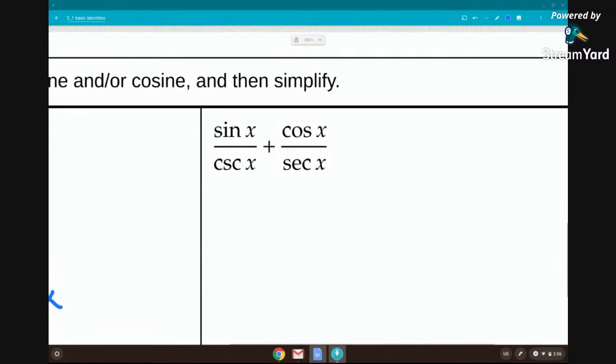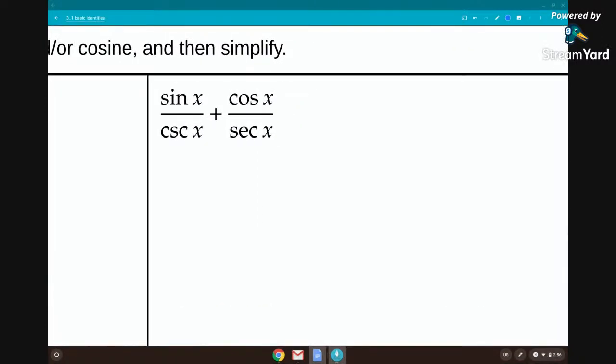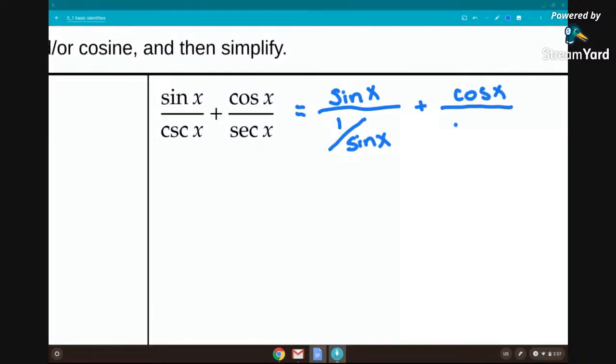We're going to add two trigonometric fractions. So we'll follow the instructions to first write these in terms of sine and cosine. So this is 1 over sine, and cosine. This is 1 over cosine.